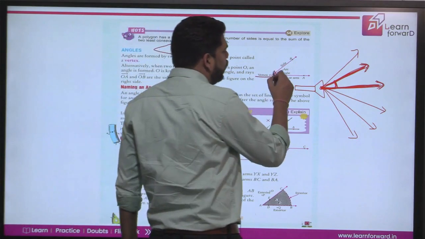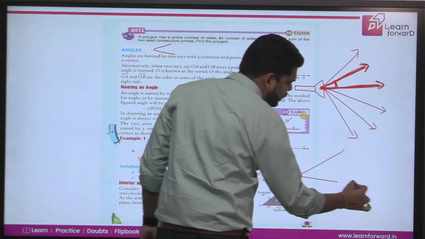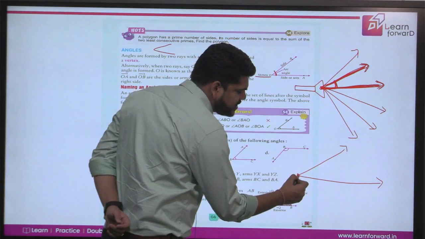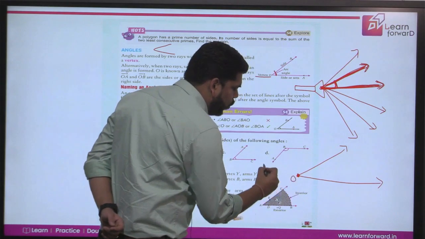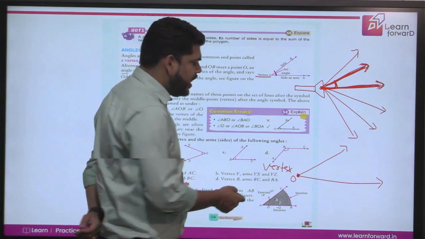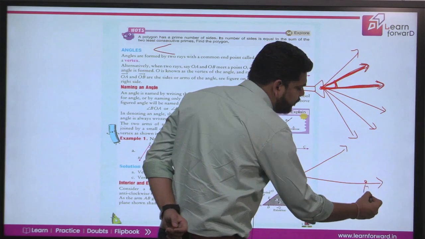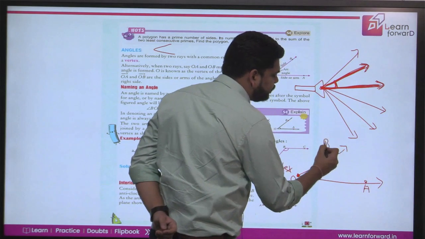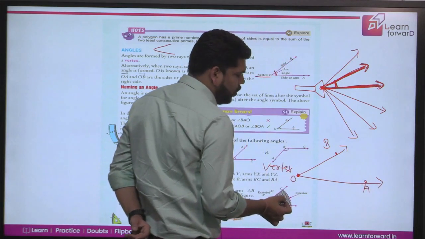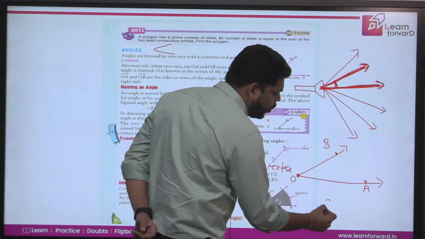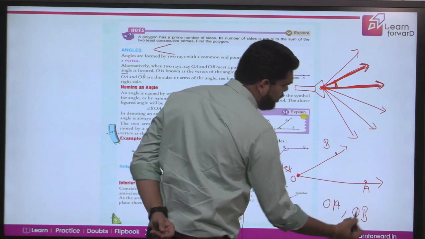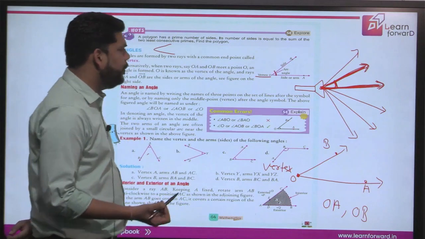So I am drawing over here this point where the ray is starting. It is called the vertex, and I have given it the name O. If it's going toward point A and point B, these are the arms or sides of the angle. OA is one arm and OB is the other arm.